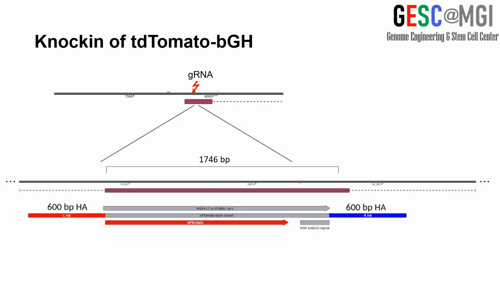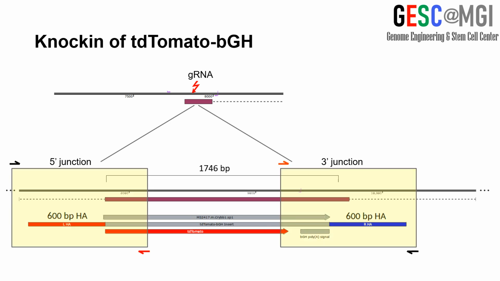In one example, we have generation of a fluorescent reporter, where we're putting in a 1.7 kb tdTomato knock-in at the N-terminus of a gene of interest. And this donor template has 600 base pair homology arms that flank the cut site. And this will facilitate homology-directed repair.